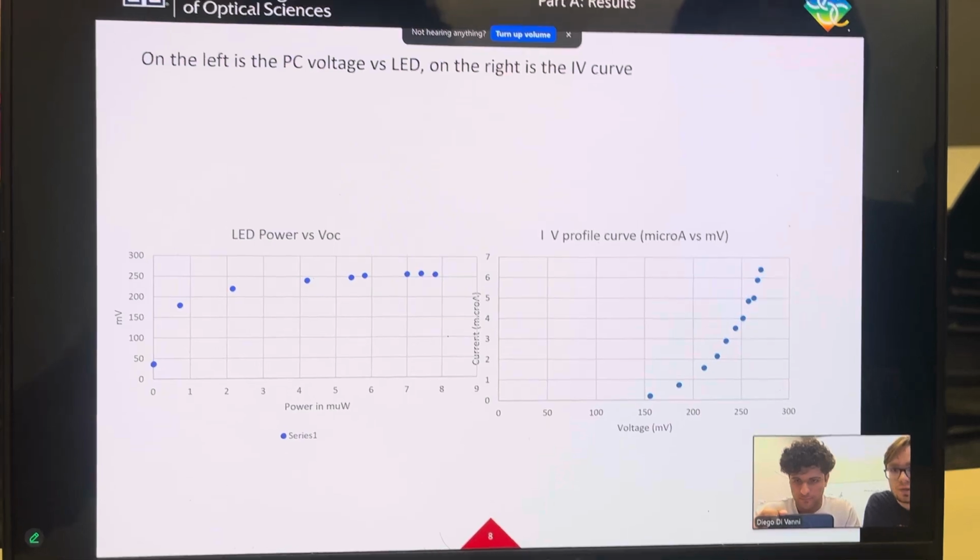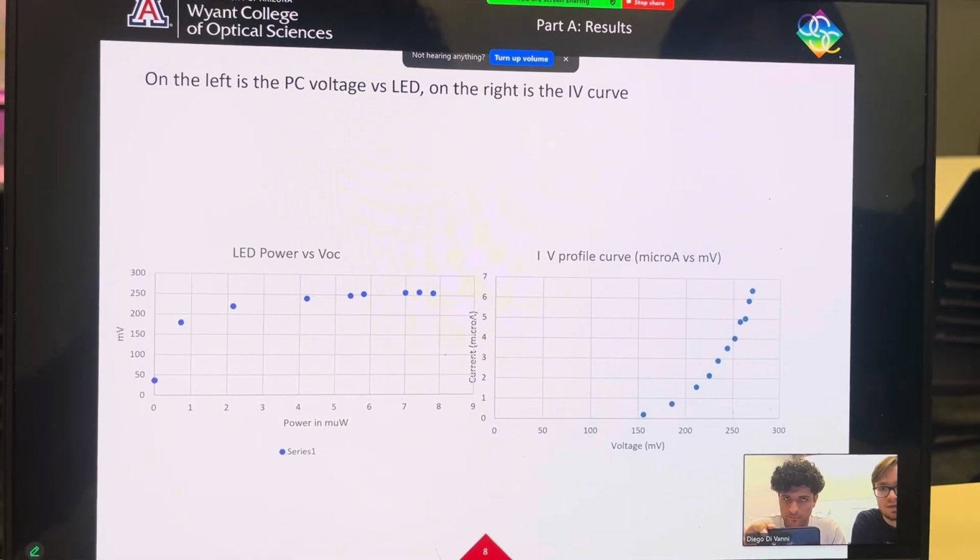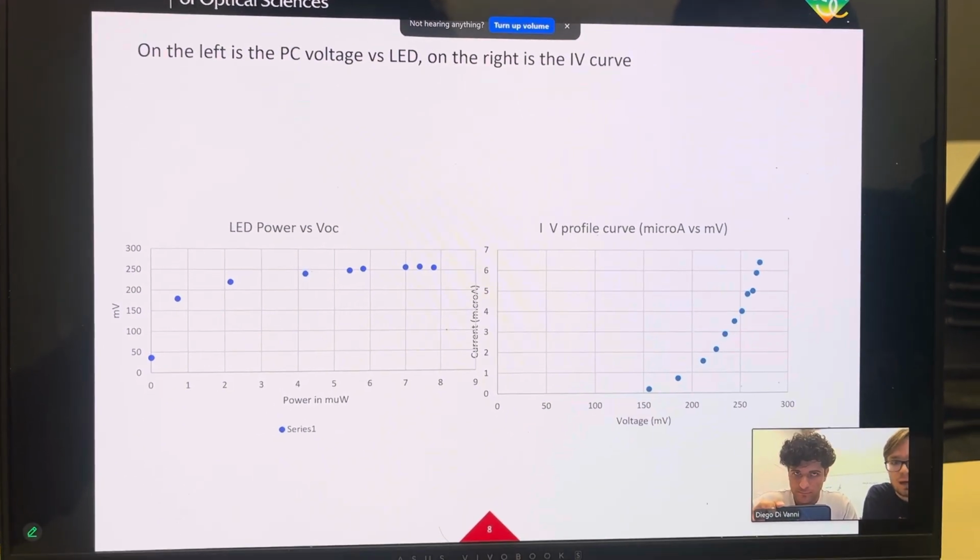So we also measured the LED power versus the VOC for a PC. And then here is the curve from earlier.